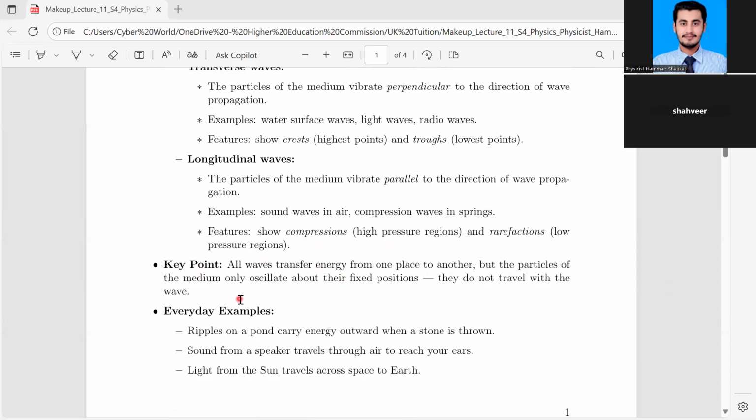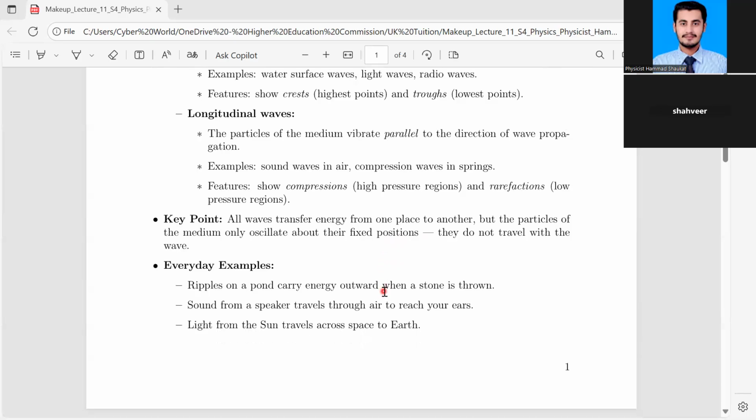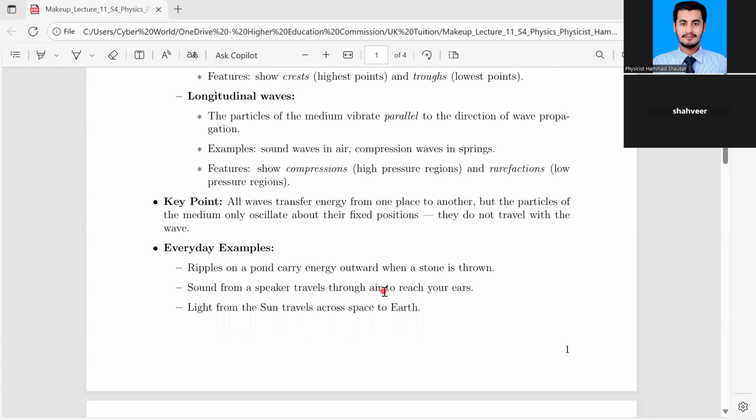But the particle of the medium only oscillates about a fixed position. Particles only vibrate about their fixed position. Either it vibrates to and fro, which means this is the example of a transverse wave, or if the particle vibrates back and forth, it means this is the example of a longitudinal wave. But the particle still remains and will only oscillate about its fixed position.